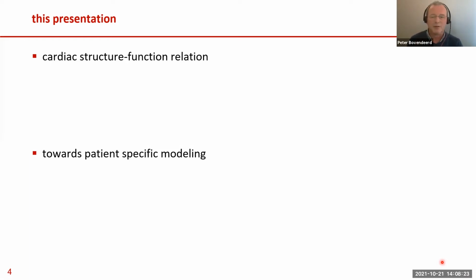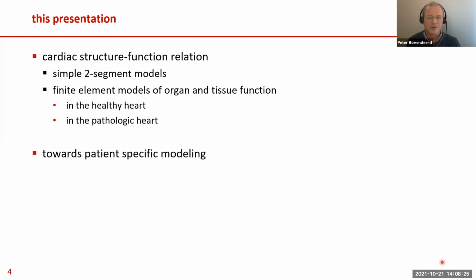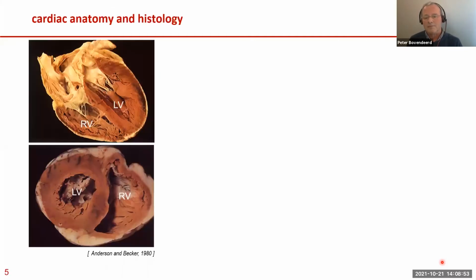And at first, I will look at the cardiac structure-function relation. I will start with very simple two-segment models. And personally, I think that these models can give a lot of insight into what's going on when different types of muscle are pulling upon each other. And understanding this type of models can really help us in understanding the results of more complex finite element models. Yeah, I will start at the basic level.